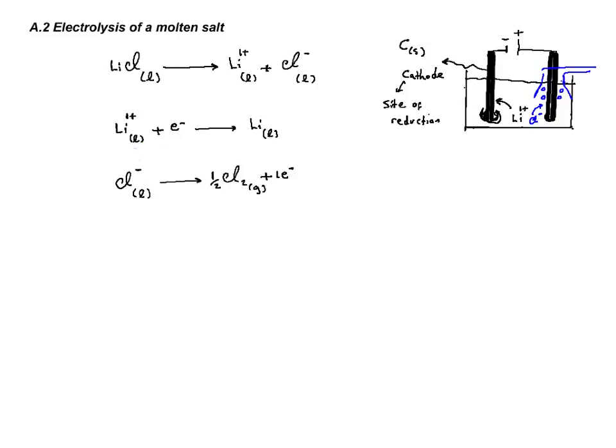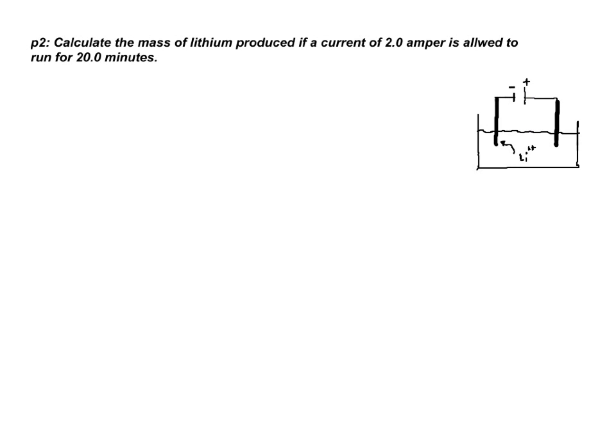The next question is, what if we want you to calculate how much lithium you produce? For example, calculate the mass of lithium produced if you have current of 2 ampere for 20 minutes. There is one constant that is known as Faraday's constant, and it says in order to produce 1 mole of electrons, you need about 96,500 coulombs of charge. Now this constant is given to you. So every 1 mole of electron requires this much charge.